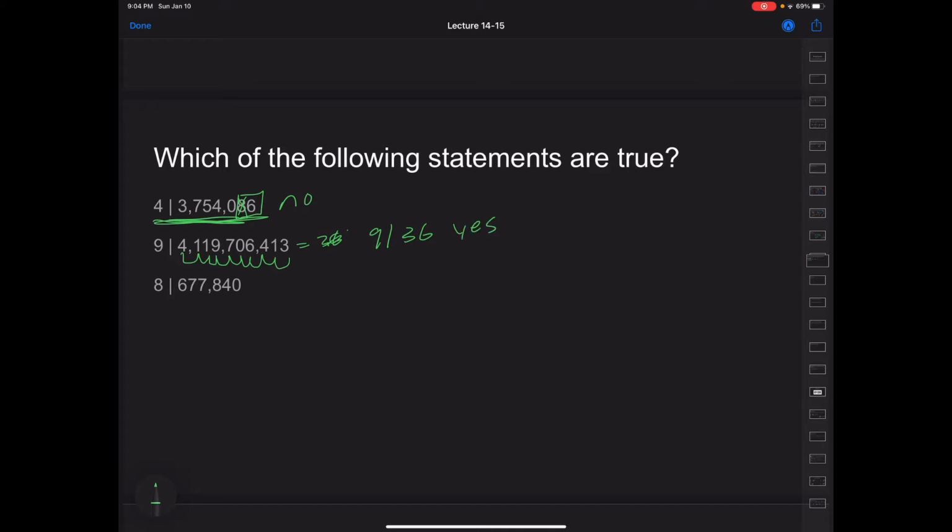And lastly, if something's divisible by 8, the last 3 digits are going to be divisible by 8, and we see that 840, 800 is divisible by 8, and so is 40, so this is going to be a yes. So those divisibility rules are really worth knowing.